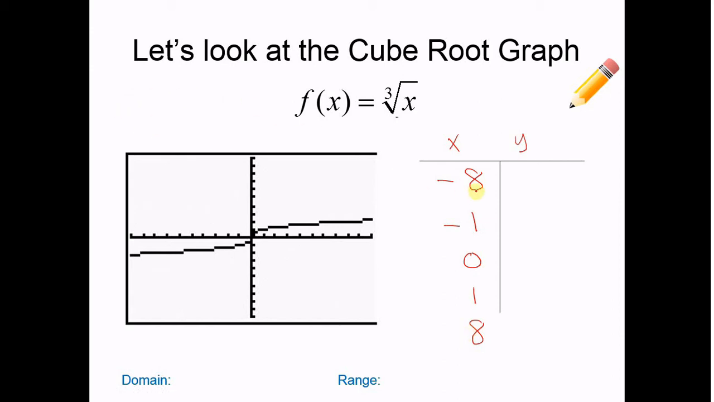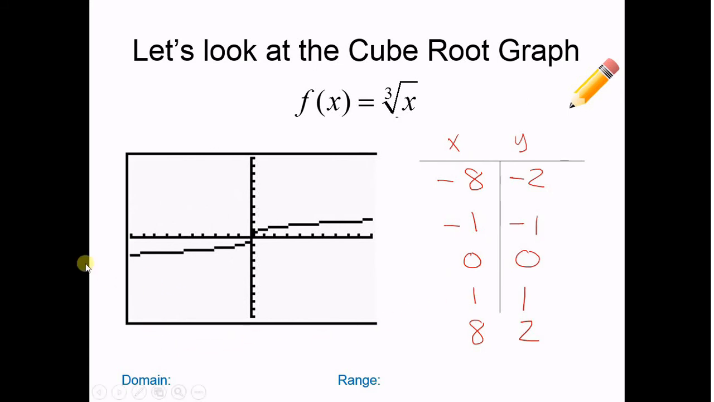The cube root of -8 is just -2. Cube root of -1, that's just -1. Cube root of 0, of course, is 0. Cube root of 1 is 1. And cube root of 8 is just 2. So this is going to be our general table that we're going to use.